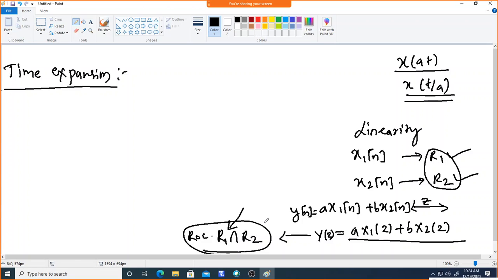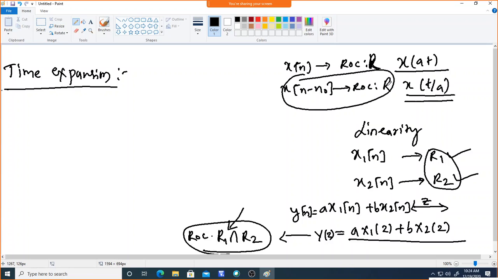For the time shifting property, if you have the ROC for x of n, which is R, then even if you have a shifting of the signal to n minus n naught, the ROC remains the same R. Whatever the initial ROC is, that will be the same for the shifted signal also.